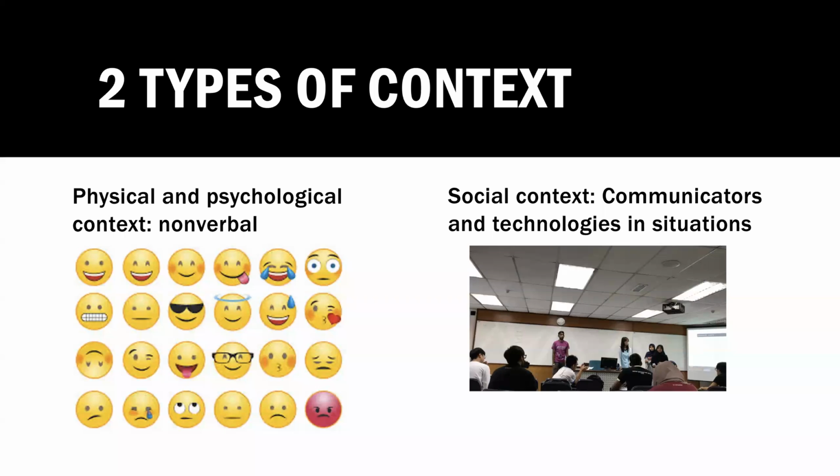According to Anderson and Ross, there are two types of context. The first is physical and psychological context, which is more towards non-verbal environment. I will talk about this when we come to the topic on non-verbal communication. For this lecture, I will focus on social context, where communicators and technologists are in the situation.